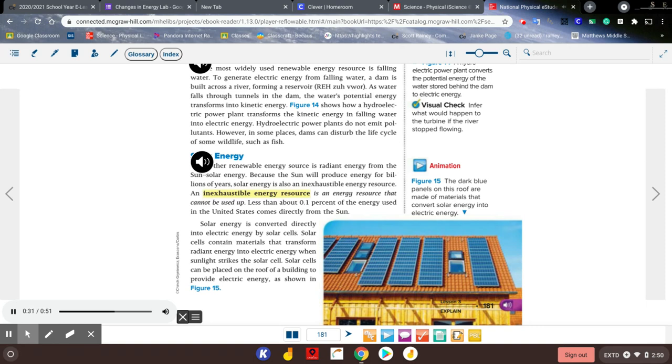Solar energy is converted directly into electric energy by solar cells. Solar cells contain materials that transform radiant energy into electric energy when sunlight strikes the solar cell. Solar cells can be placed on the roof of a building to provide electric energy, as shown in Figure 15.